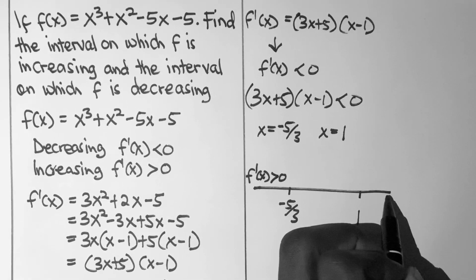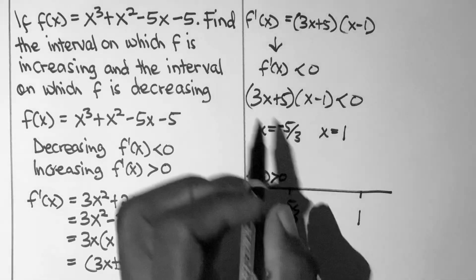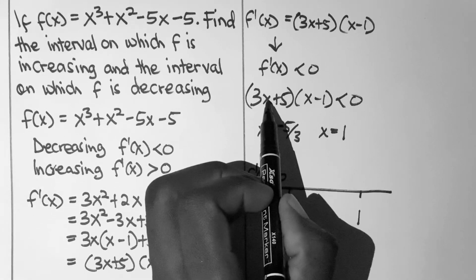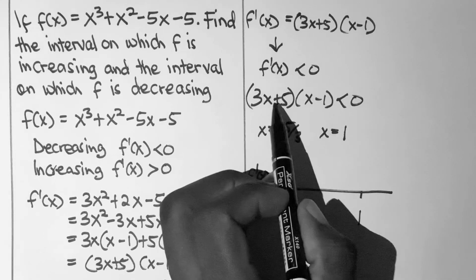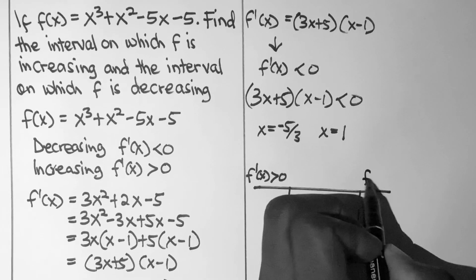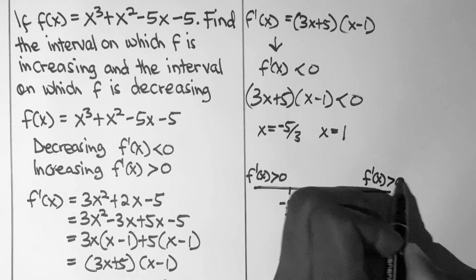Let's pick values greater than 1. So for example, 2. 3 times 2 is 6. 6 plus 5 is 11. And then 2 minus 1 is 1. 1 times 11 is 11. So you see that in this region too, f prime of x is greater than 0.